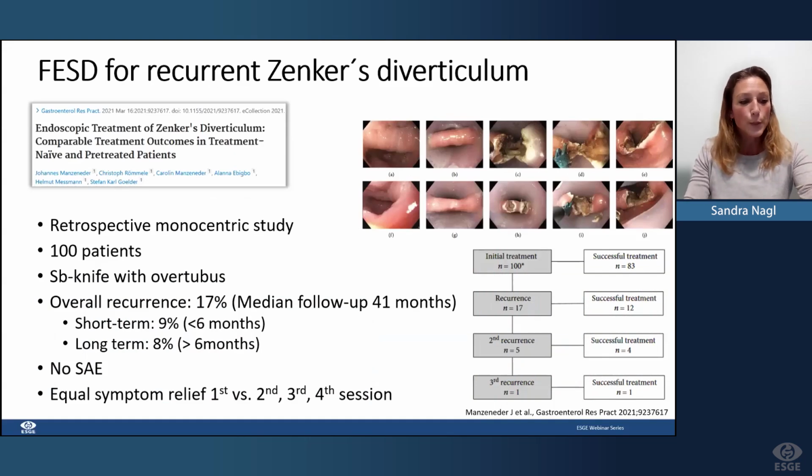This is also based on a study where they showed that after retreatment, this leads to an equal symptom relief as compared to a successful first-line treatment. And even after a second, third, or fourth session of flexible endoscopic septotomy, it is not associated with a higher rate of adverse events.